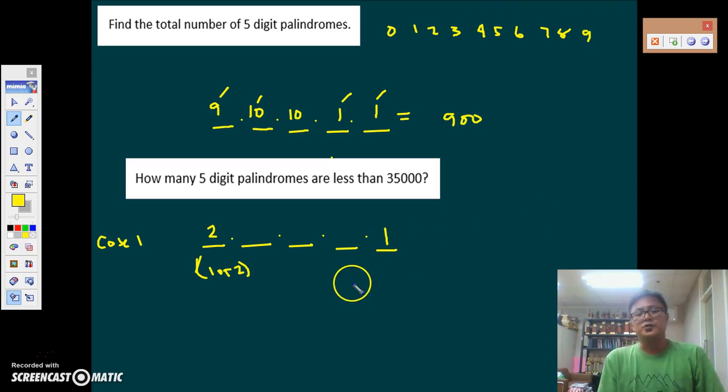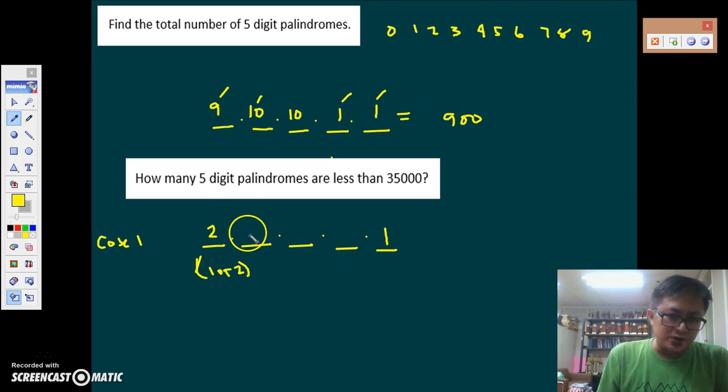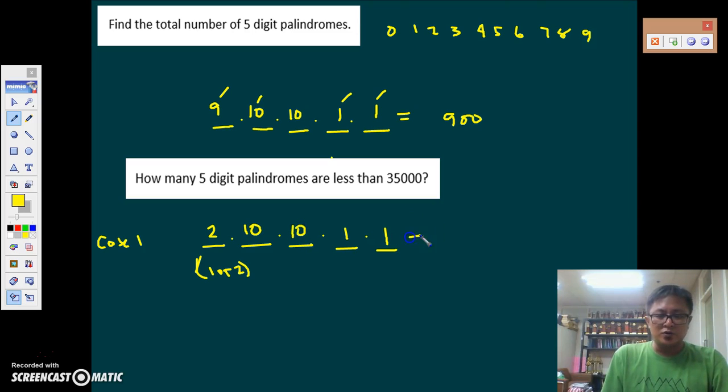It's a palindrome. Now for the next digit, remember we can now select all, even 9. If this is 2 or 1, and then this would be any number, it will satisfy less than 35,000. What we have here should also be here. And for the middle digit, it can be any number. So all in all, we have 200 palindromes that start with 1 or 2.